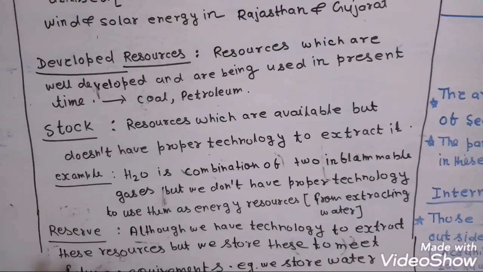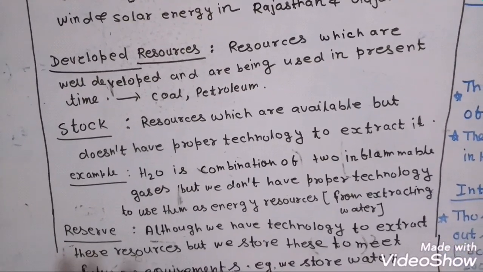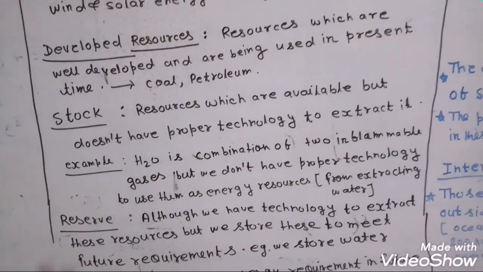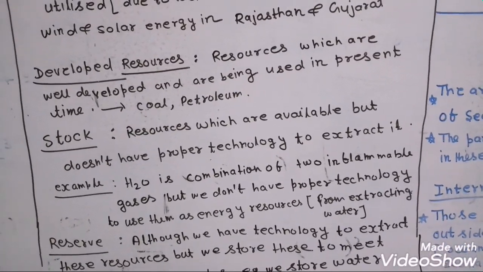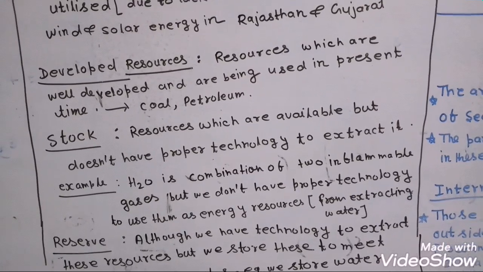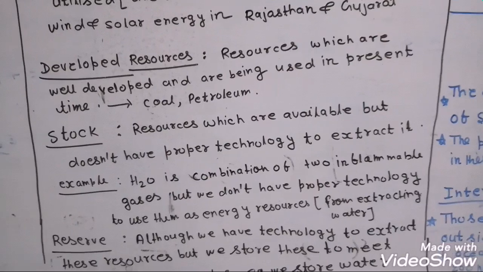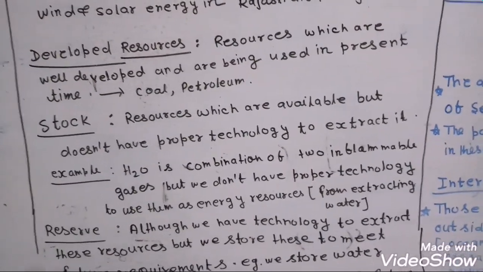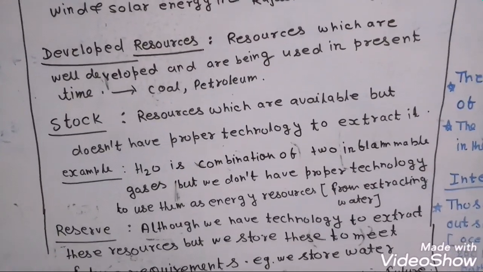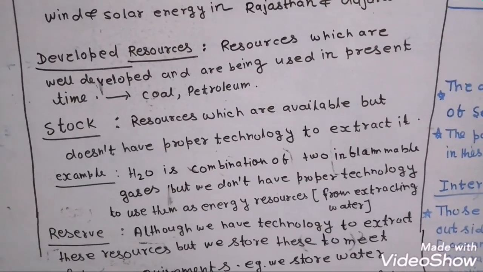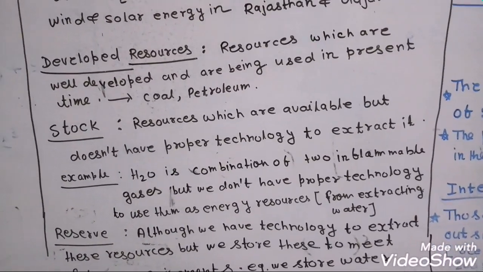Stock. Resources which are available but we do not have proper technology to utilize them. For example, we know that hydrogen is the best fuel, but we don't have proper technology to separate hydrogen from water in the way it can be utilized as a fuel.